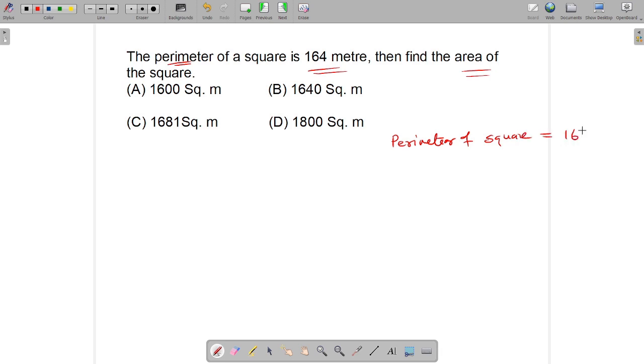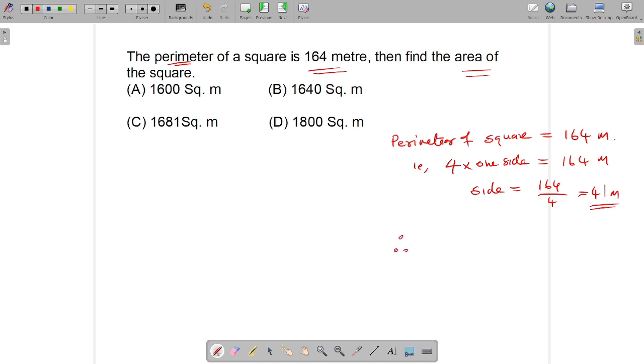Now, what is perimeter? It is 4 into one side. 4 into one side is equal to 164 meter. Therefore, one side will be equal to 164 divided by 4, and that is equal to 41 meter.